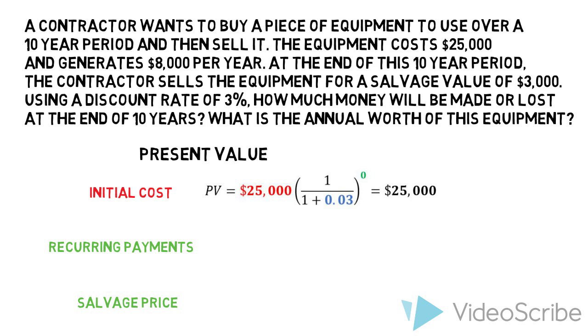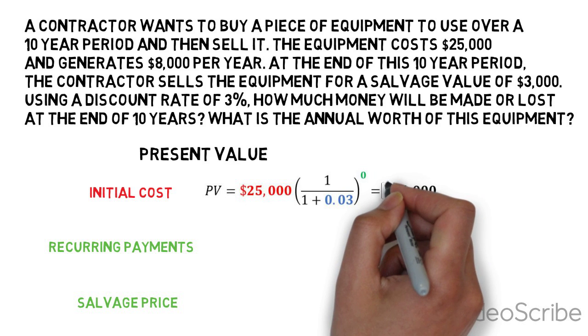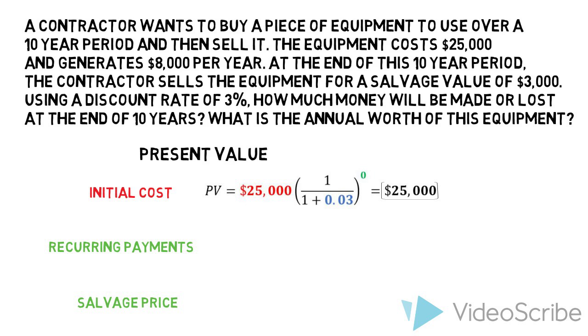The value in red is the initial cost of the equipment, the value in blue is the discount rate of 3%, and the value in green is the number of compounding periods. This results in a present value of $25,000 at year 0. This makes sense because present value is evaluated based on time 0.